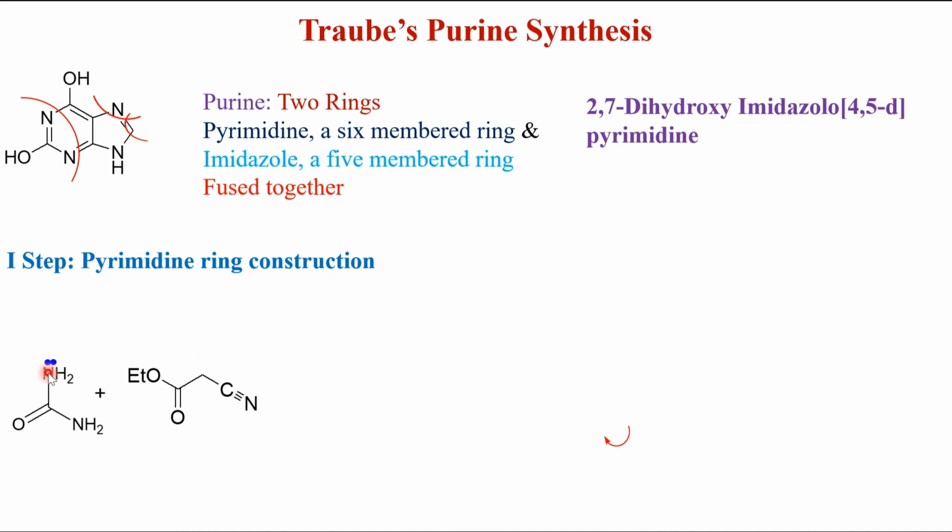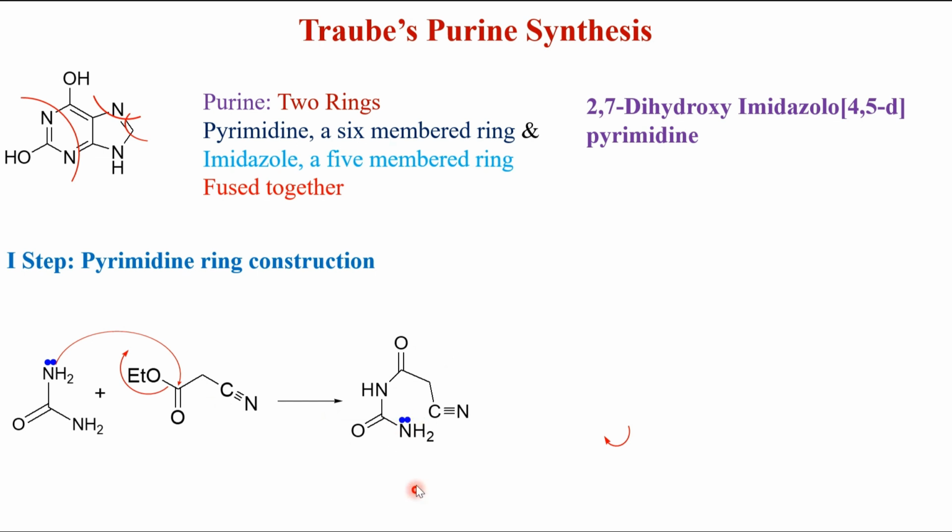There is a lone pair of electrons on the nitrogen, and the carbonyl carbon is the positive center. It attacks this carbonyl carbon, and as ethoxy is an easy leaving group, it gets kicked off as ethoxy group, which combines with H plus and loses ethanol, and it gives rise to the corresponding ureide derivative of cyanoacetate.